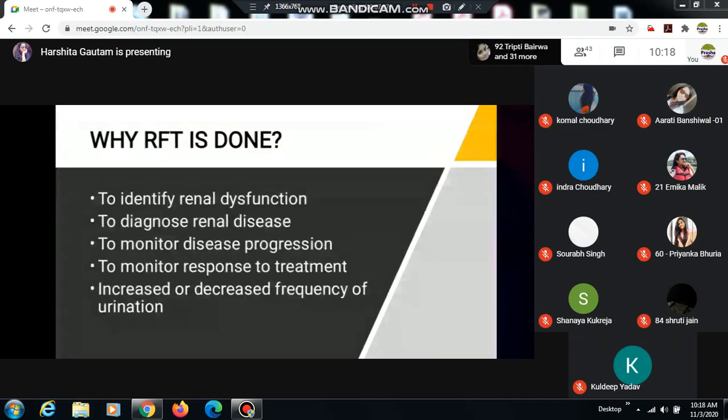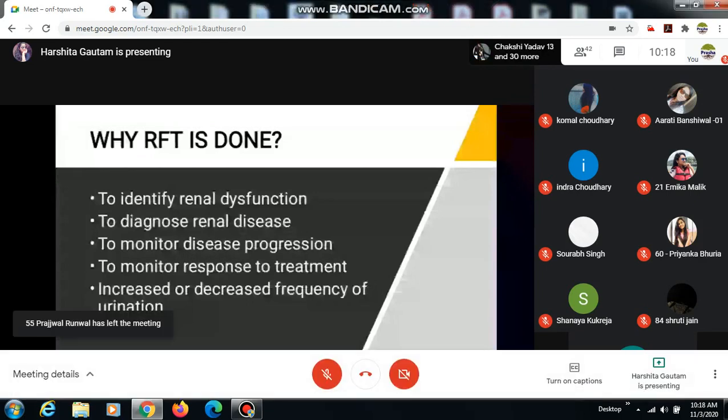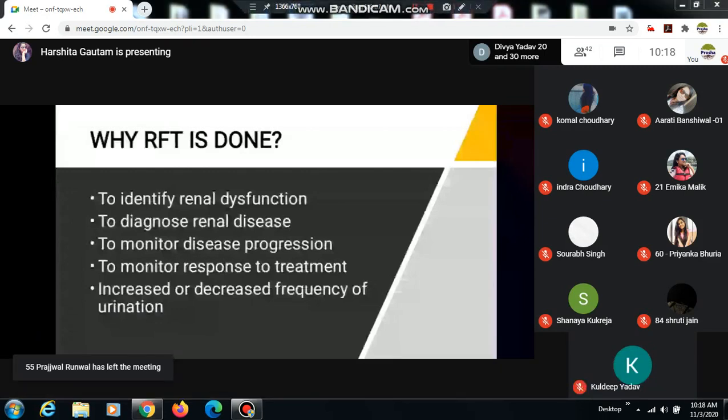To identify renal dysfunction, also called kidney failure, a condition in which the kidney loses the ability to remove waste and balance fluids. This condition can also arise due to chronic kidney disease or due to acute renal failure, in which the kidney suddenly can't filter waste from the blood.